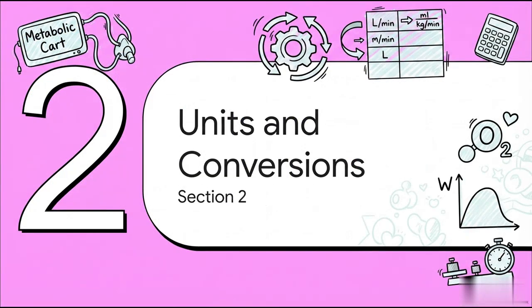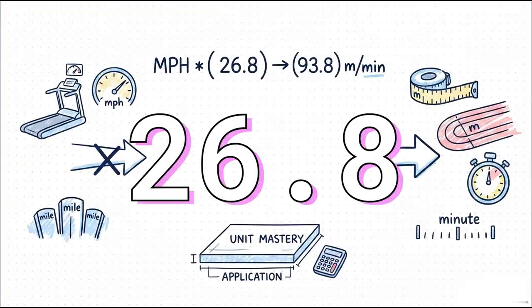All right, moving on to Section 2, essential units and conversions. Drill this first constant into your memory right now. 26.8. If an exam gives you treadmill speed in miles per hour, do not use it. You must convert speed into meters per minute by multiplying your miles per hour by 26.8. For example, 3.5 miles per hour multiplied by 26.8 gives you 93.8 meters per minute. That is the number you actually plug into your blueprint.